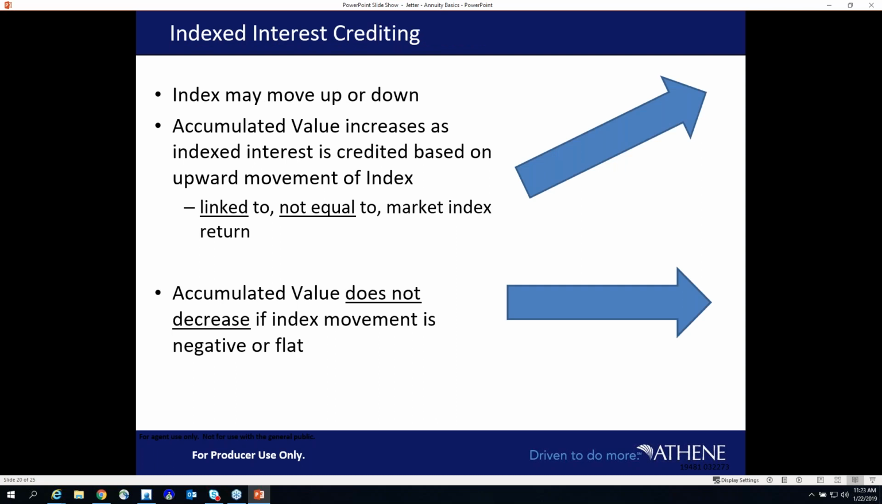The index can either move up or down. The accumulated value is going to increase as the index interest is credited based on upward movement of an index. And again, it's linked to, not equal to, the market index return. So the accumulated value does not decrease if the index movement is negative or flat. So that's a real big point. You have great upside potential in fixed index annuities, but we have a 100% downside cap. So the accumulated value is never going to decrease because of any index movement.